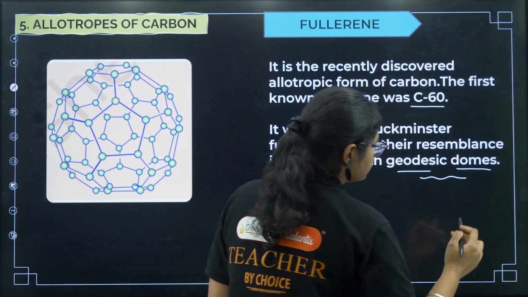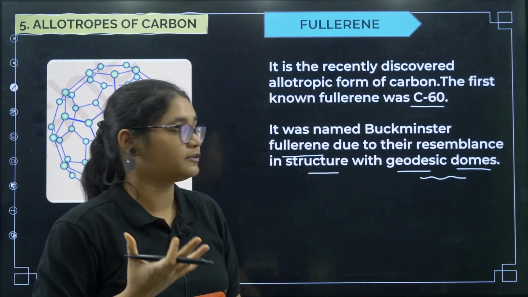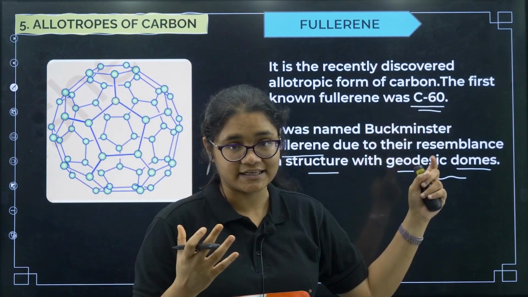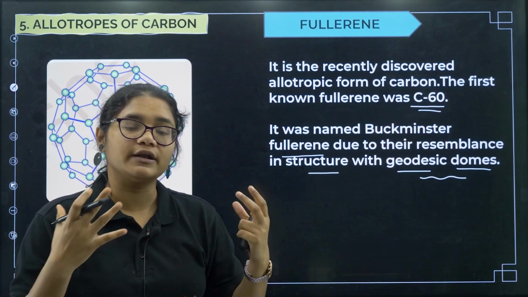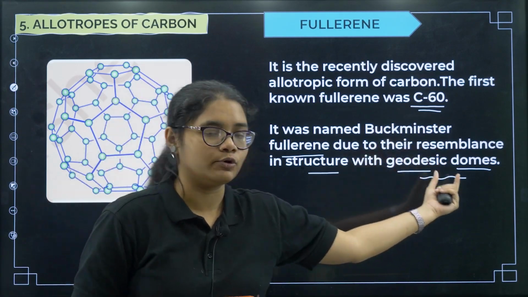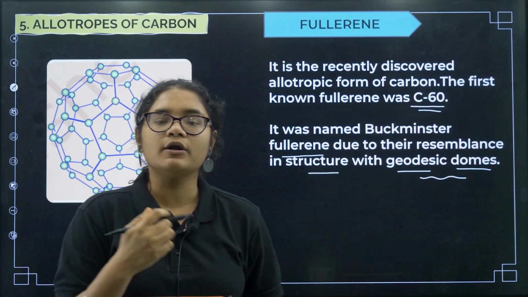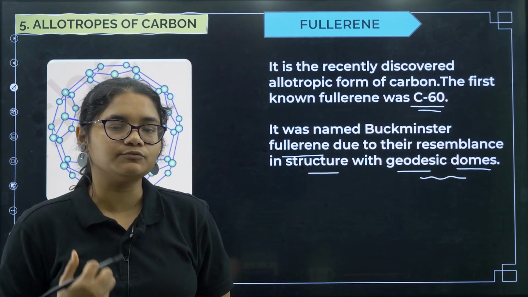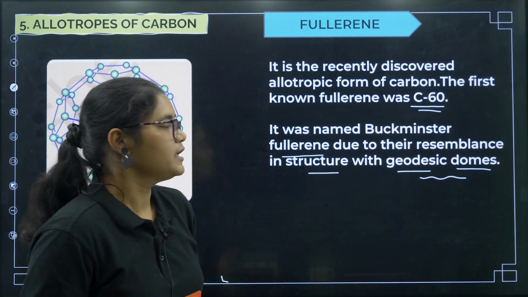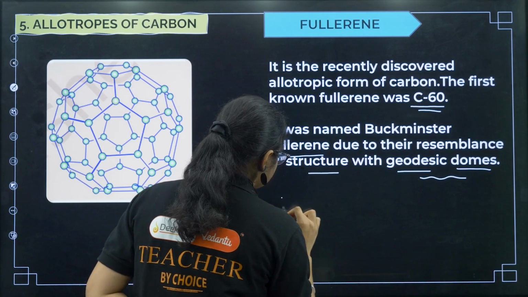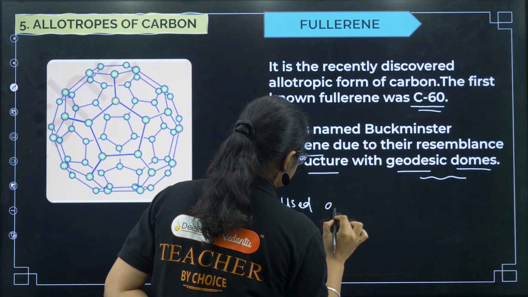These are some domes present, and the Buckminster fullerene that was designed, C60, its structure resembled the domes, so that is why the name given was Buckminster fullerene. Now, what are the uses of these fullerenes, why is it a very, very important compound? These fullerenes are generally used as carriers.